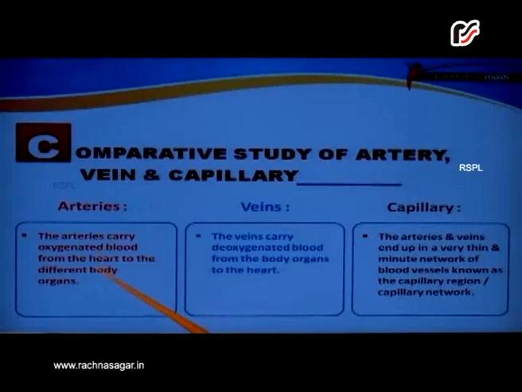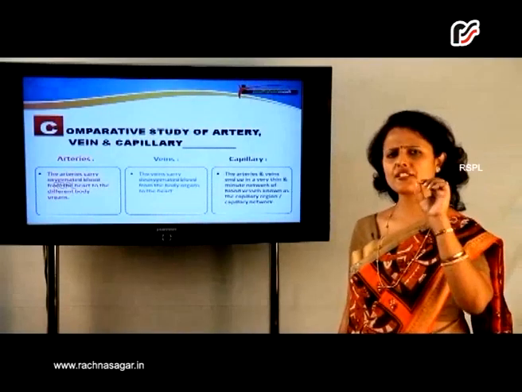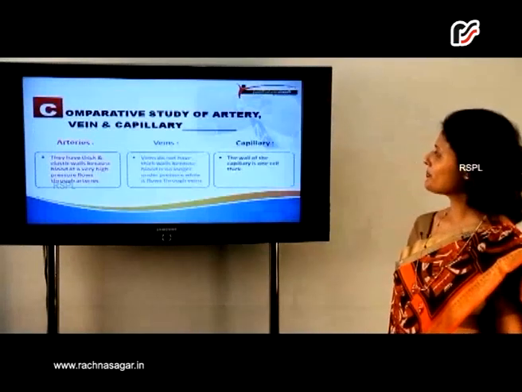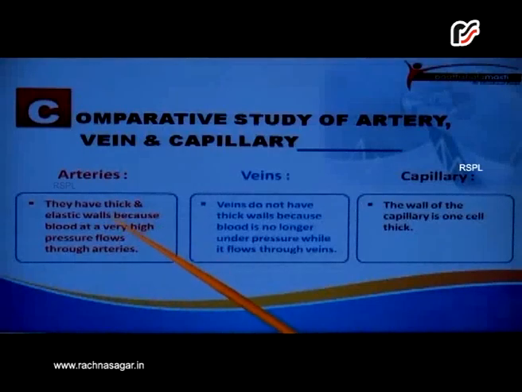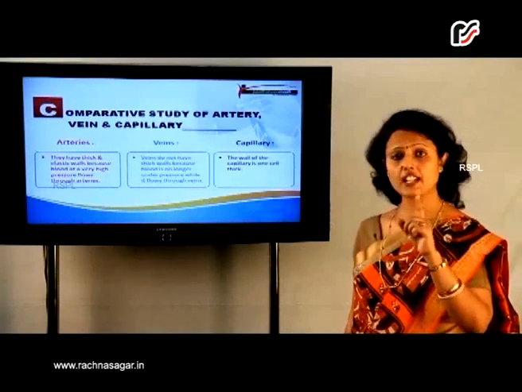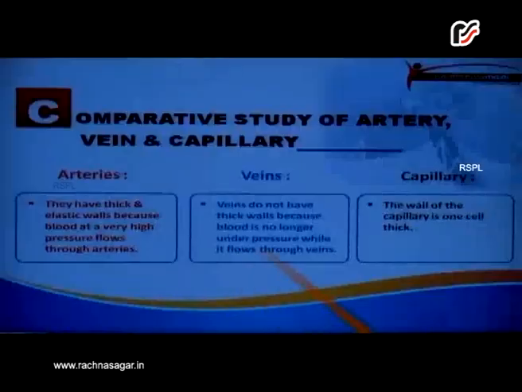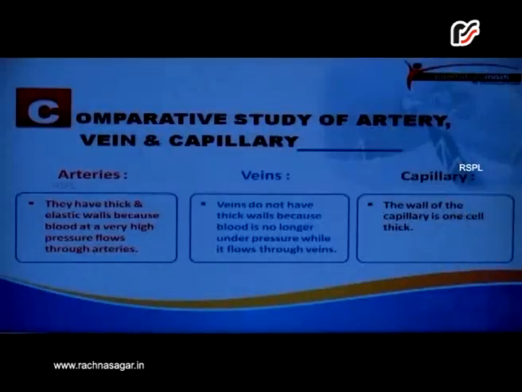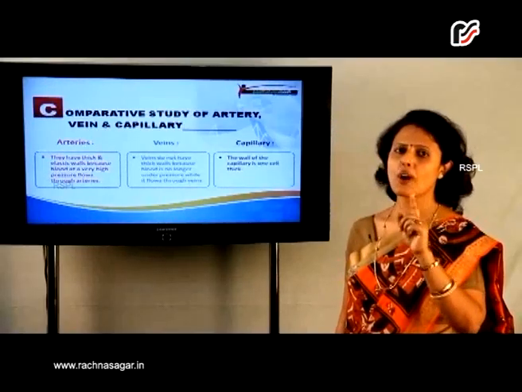First, arteries. The arteries carry oxygenated blood from the heart to the different body organs. The veins carry deoxygenated blood from the body organs back to the heart, and the arteries and veins end up in a very thin and minute network which forms the capillary region. Next, the arteries have thick and elastic walls because blood at a very high pressure flows through the arteries, whereas veins do not have thick walls because blood is no longer under pressure while flowing through the vein. The capillaries have walls which are only 1 cell thick.